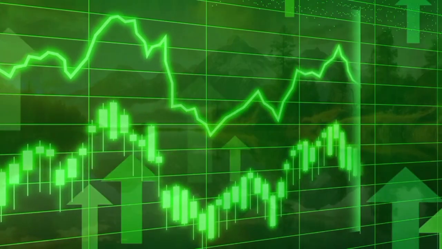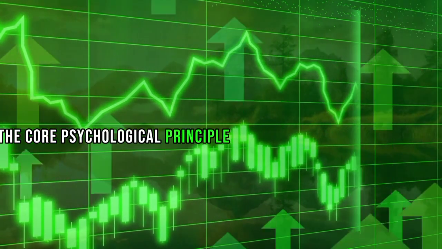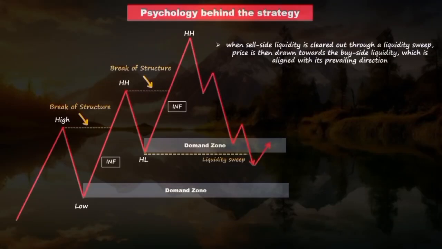What's the core mindset behind this strategy? The core psychological principle driving this strategy is that when sell-side liquidity is cleared out through a liquidity sweep, the price is then drawn towards the buy-side liquidity, which is aligned with its prevailing direction.